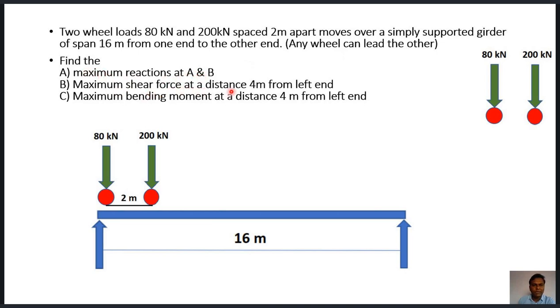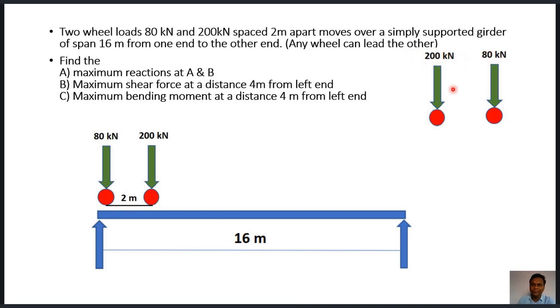Next, maximum shear force at a distance 4 meter from left end, and maximum bending moment at a distance 4 meter from left end. Here it is given that any wheel can lead the others. Means what? We have these two forces, 200 kilonewton and 80 kilonewton. You can change the position of these loads as per your convenience, as per your demand. Hence the condition is provided that any wheel can lead the other. You can change the position of 200 or 80 kilonewton as per your convenience.